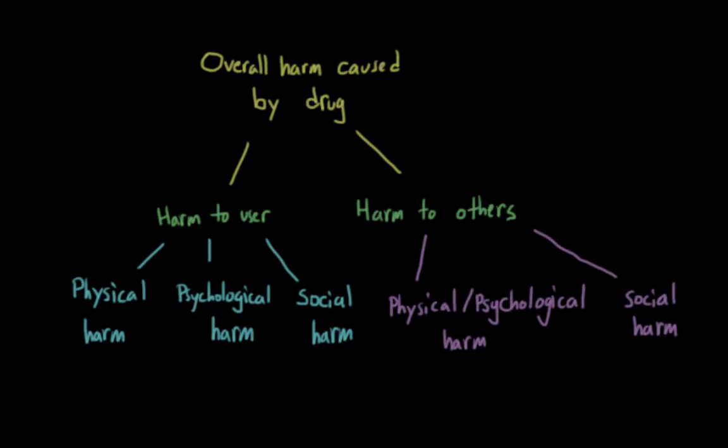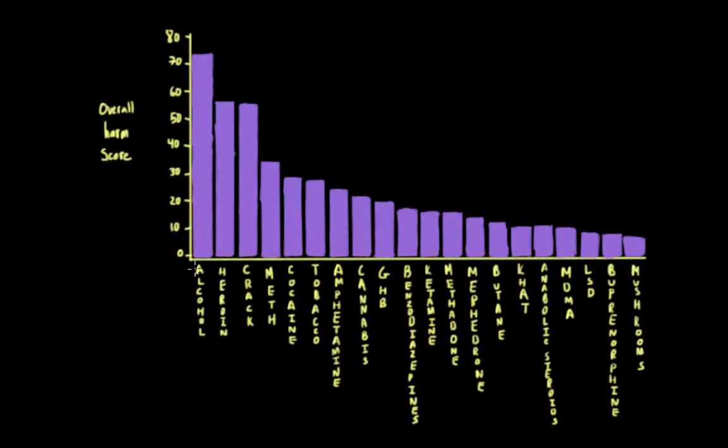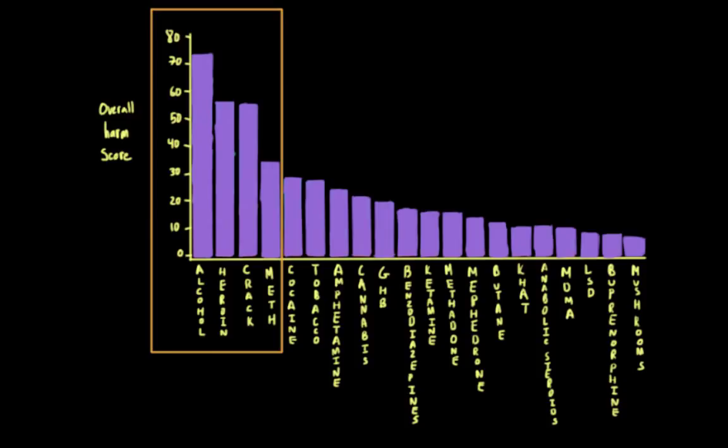And I've made a graph here for us to examine the results. And I included all of the drugs that they talked about in their study, in case you want to pause the video and take a closer look, but I'm just going to focus on the results for a few of them. So I'm just going to point out a few specific things. First, you will notice that alcohol is rated as the most harmful drug by far, and that this is followed by heroin, crack, and meth.